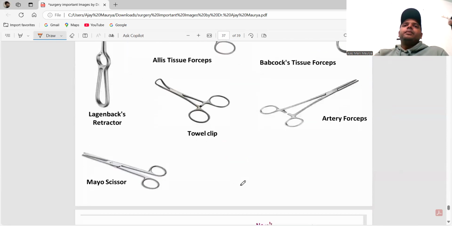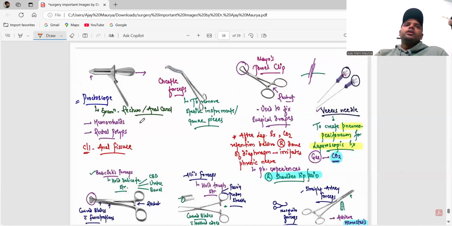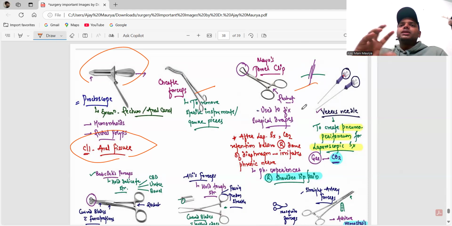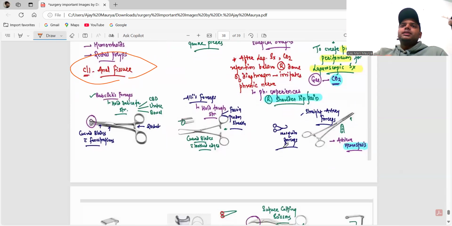Remember some important instruments. This is the proctoscope, guys, for hemorrhoids and rectal polyps, and it is contraindicated in anal fissure because of the bleeding. Okay. Artery forceps here. This is the Mayo's or towel clip. This is used to fix the surgical drapes here. This is the Veress needle, used to get pneumoperitoneum for laparoscopy surgery, guys.